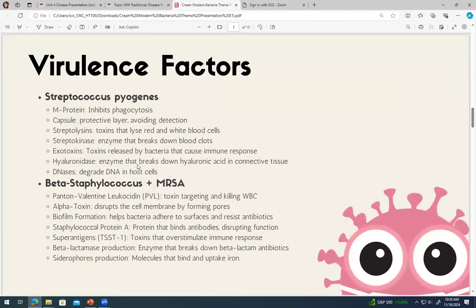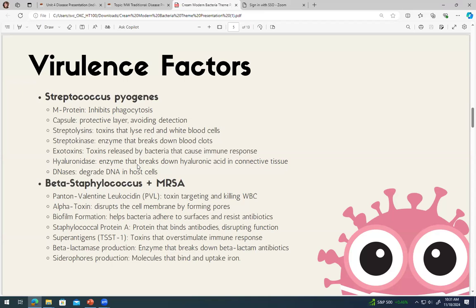So your virulence factors, there's a ton of them, and I just did the 2 for the most common bacteria that you're going to find. Generally speaking, both of these have proteins, toxins, and enzymes that are going to inhibit phagocytosis. They're going to present toxins that break down the red and white blood cells and overstimulate the immune response, which is from the LPS, the lipopolysaccharide.